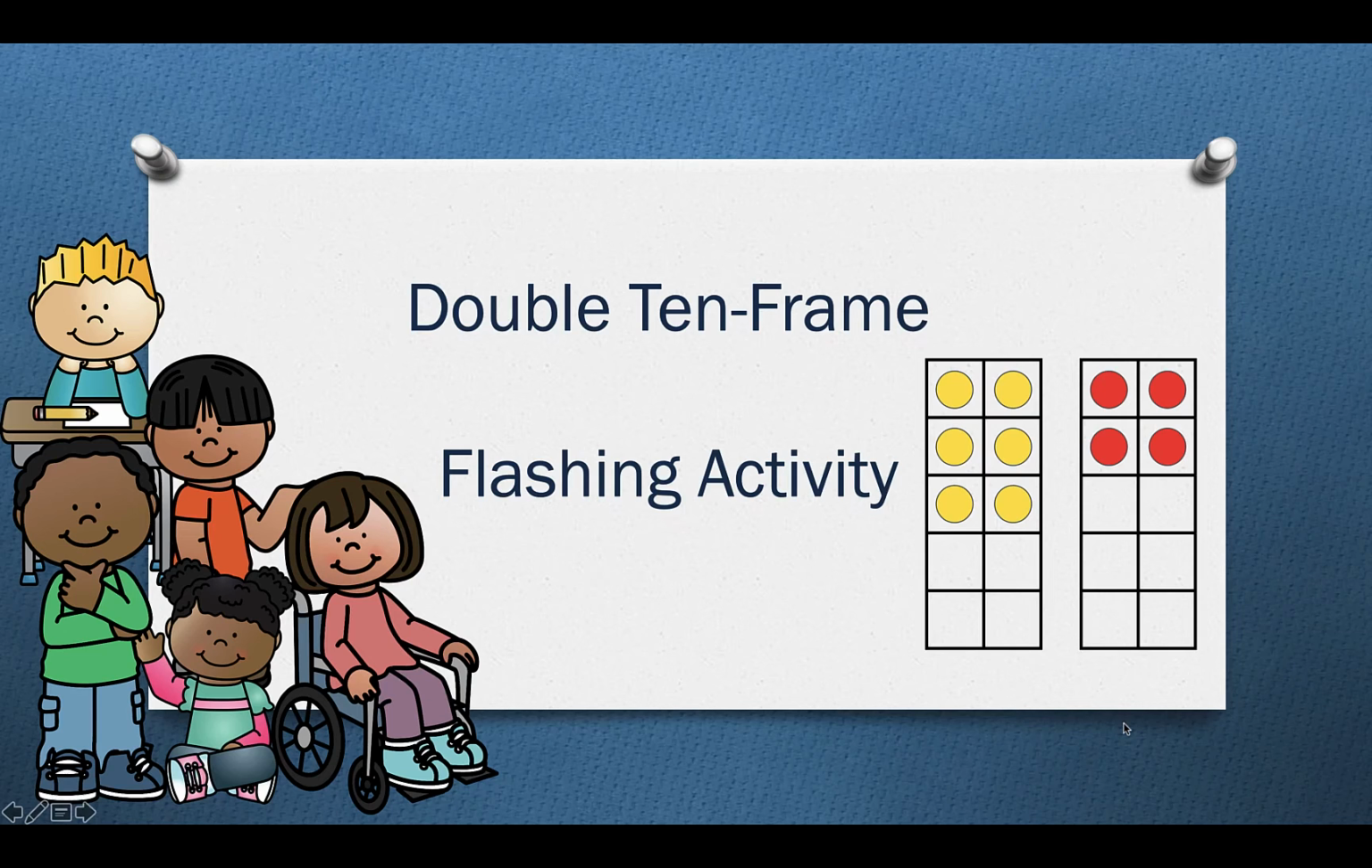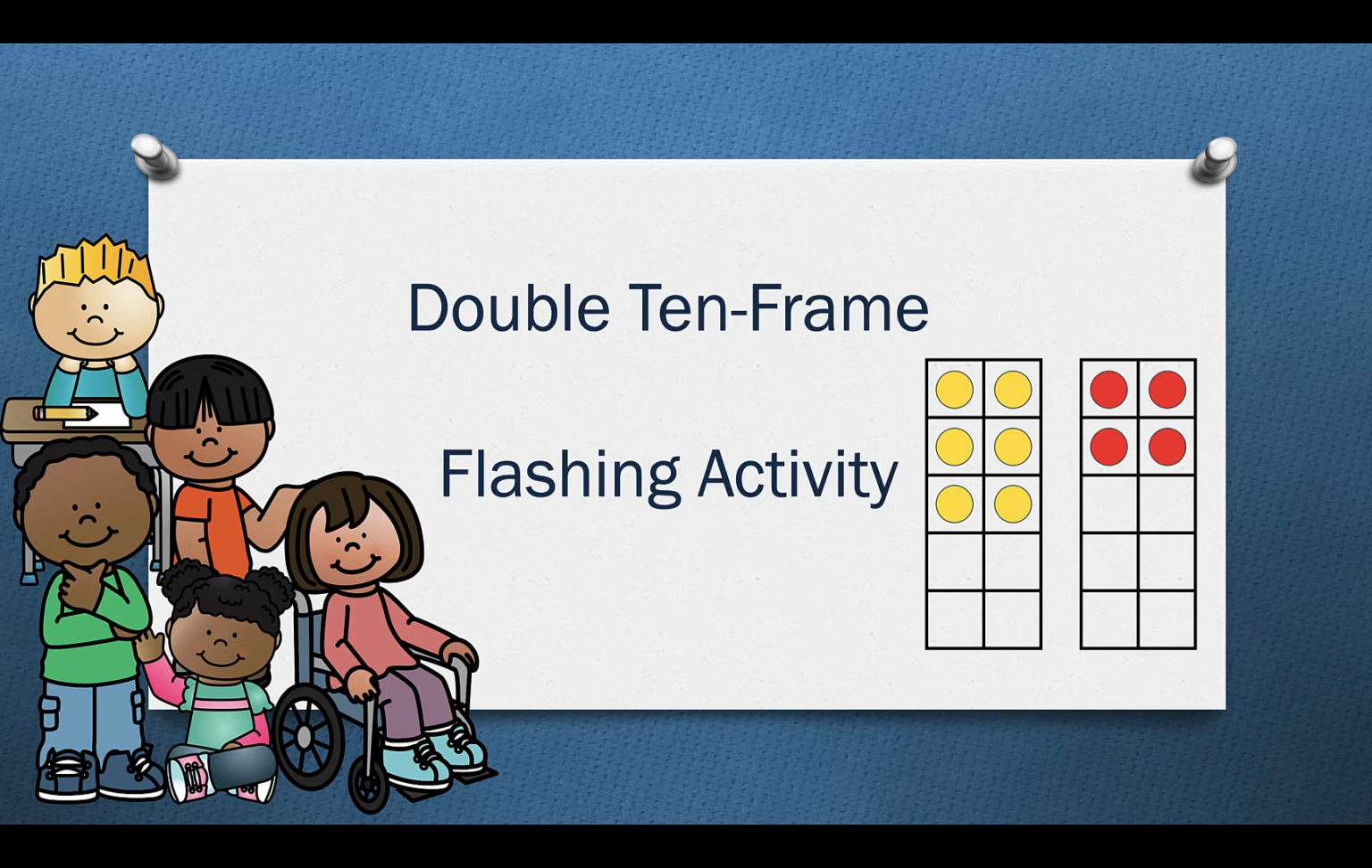This video is about double 10 frame flashing. The double 10 frame is commonly used in mathematics education in the early grades. Often it is used as a way to emphasize the relationship between 10 and the teen numbers by always showing a teen number by filling up the first frame with 10 and then using the second frame to show the remaining part of the number.